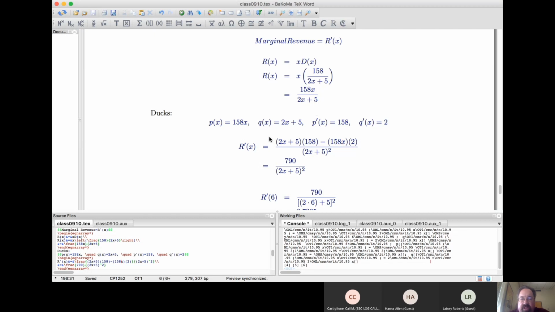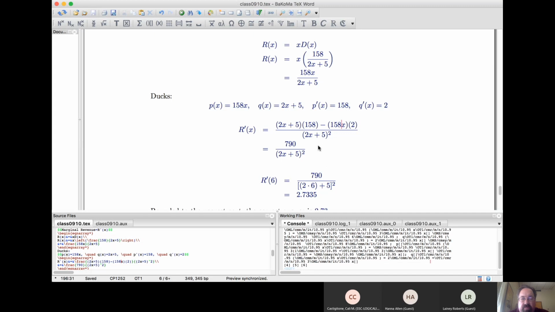And when we multiply this out, we have 158 times 2 times x, and here too, 158 times 2 times x. Those are going to cancel. And what's left is 5 times 158, which is 790.